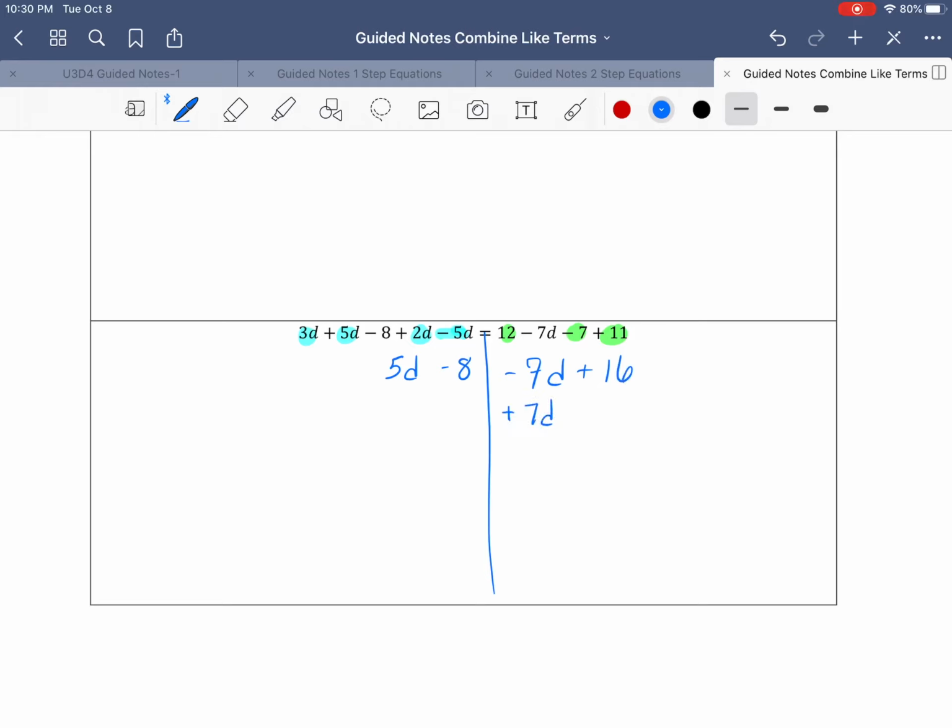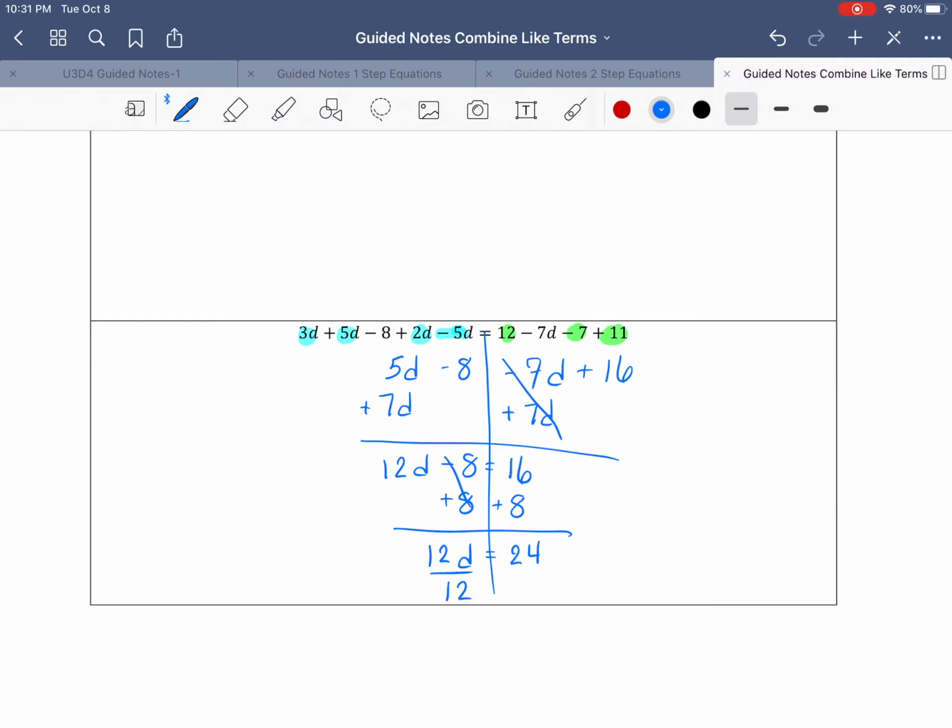Now I'm going to add 7d, that cancels out. I have 12d minus 8 equals 16. I'm going to add 8 to both sides. 12d equals 24. And then I'm going to divide both sides by 12 and get d equals 2. That's my final answer.